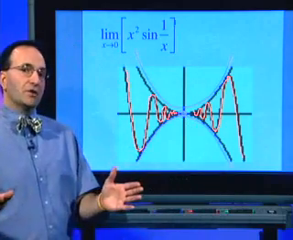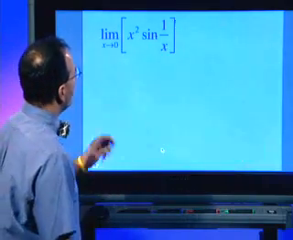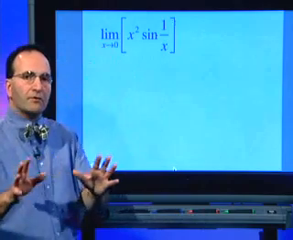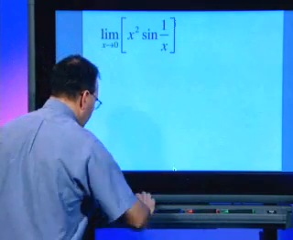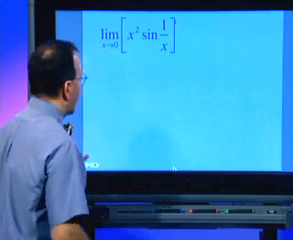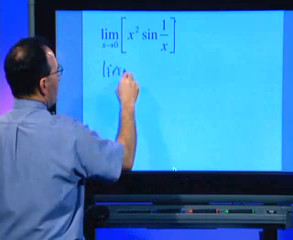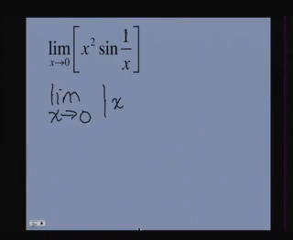Well, now let's take a look at this by using the sandwich theorem. So we're going to look at the limit as x goes to 0 of x squared times sine 1 over x and look at it from the sandwich theorem point of view. So the first thing: we can separate these two and say that this is the same as the limit as x goes to 0 of the absolute value of x squared times the absolute value of sine 1 over x.